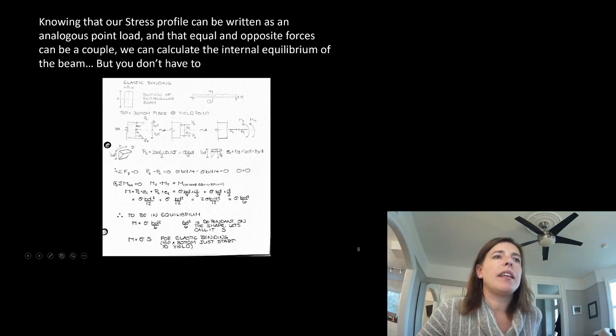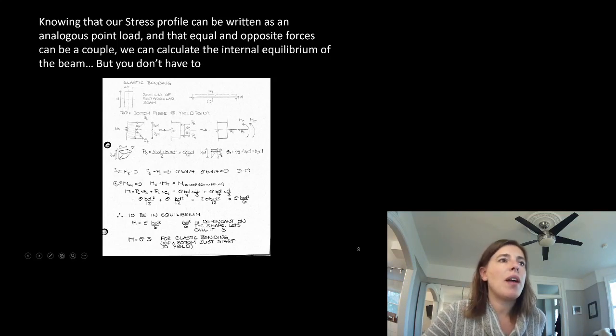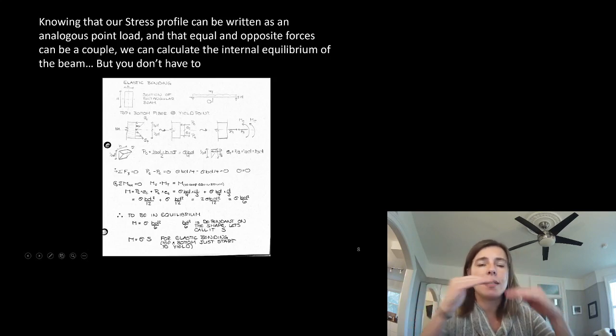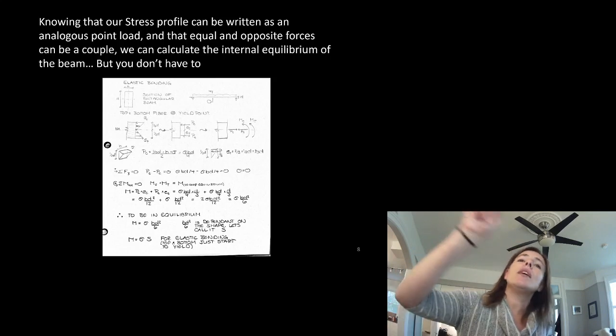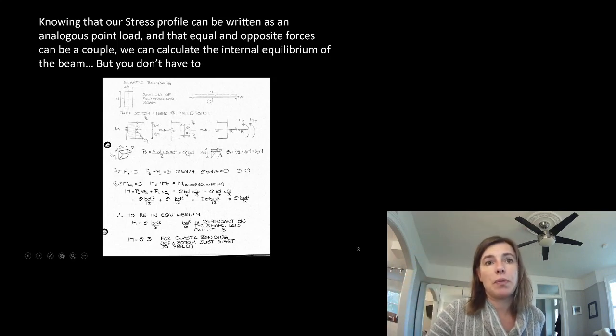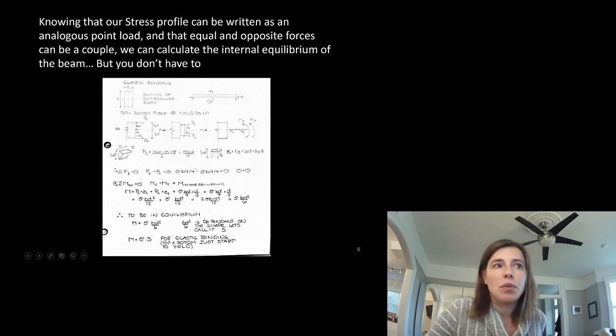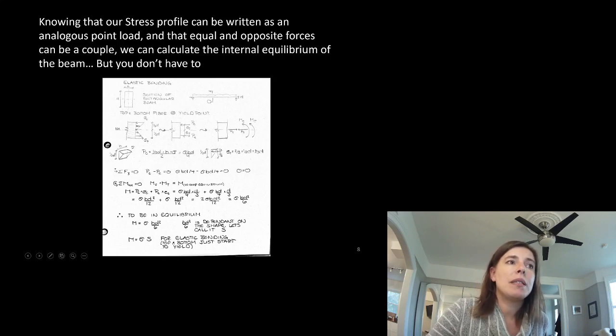We had our yielding stress hitting top and bottom. We know that we can change those stresses into an analogous point load. We know that we have equal and opposite forces that balance each other out, summing our forces in X, meaning we're just left with two moments causing rotation about the neutral axes. And we can actually figure out what those are, and then we can sum the moments about the neutral axes and figure out what that moment is, all related to this stress right here.